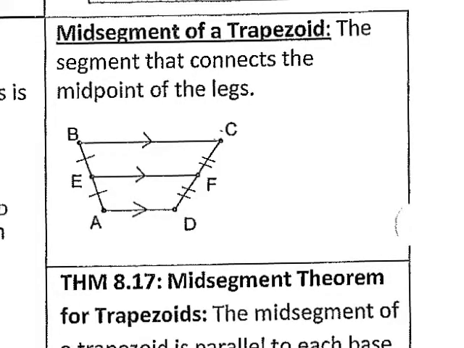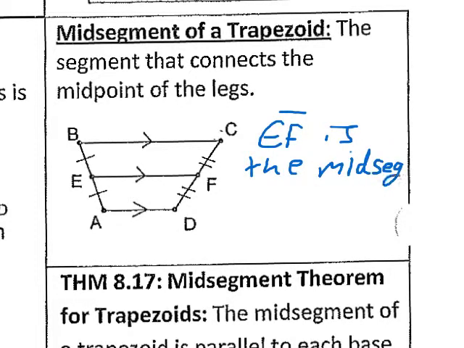Okay, let's define the midsegment real quick. So the midsegment is this segment EF here. EF is the midsegment. And we find it by finding the midpoints of each leg. Okay, and it does not have to be an isosceles trapezoid. It can be any trapezoid.